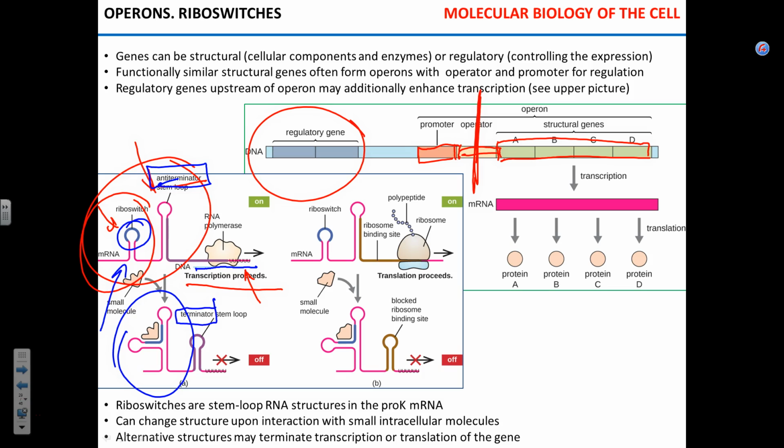And due to the structural interactions between the mRNA and RNA polymerase, when the terminator loop appears, transcription stops. Does that make sense? Yes.